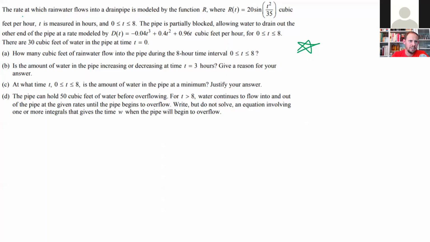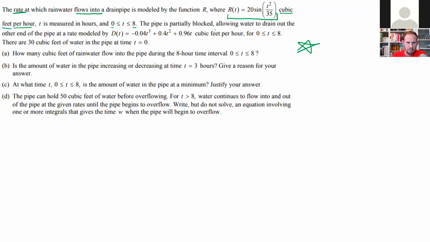All right, so the first question here, the rate. They're telling us it's a rate, it's already a derivative, at which rain flows into a drain pipe. So this is flowing into the drain pipe, is modeled by the function R, where R equals that, and it's in cubic feet per hour. T is measured in hours. We're going from 0 to 8.